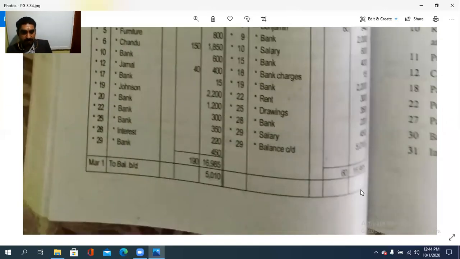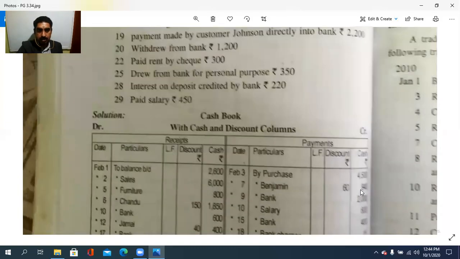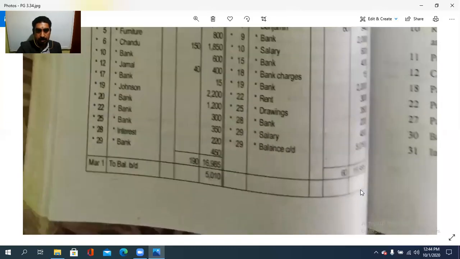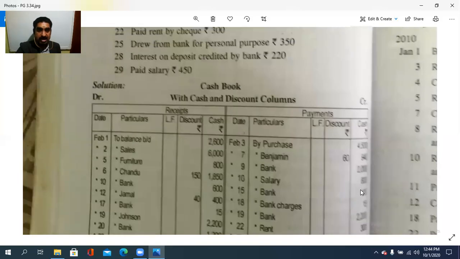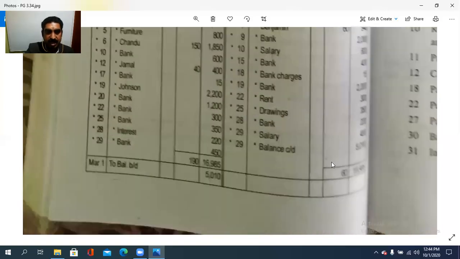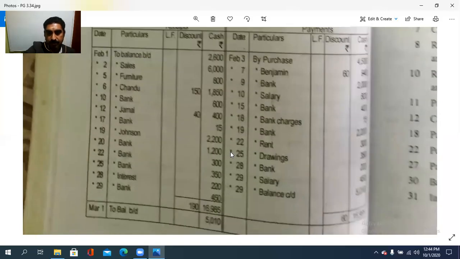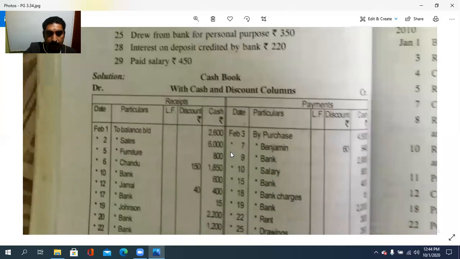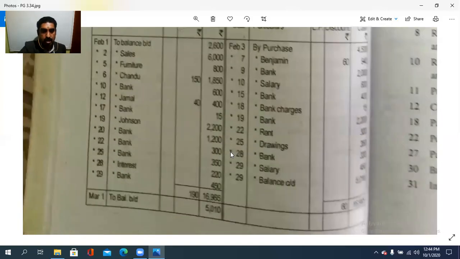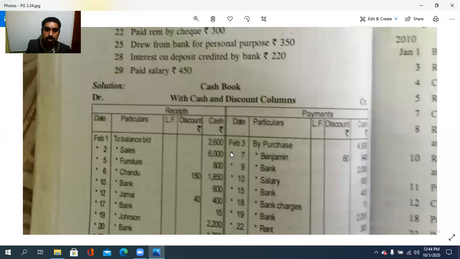then take the difference. One more entry is there, paid salary by this one. So in such a case, what is the entry? See, this 450. Paid salary, both the sides it will come. Bank account debtor to, that is to be taken from the bank, isn't it? 450 is to be taken from the bank. So in such a case, cash account debtor to bank 450, and the entry is salary account debtor to cash 450.